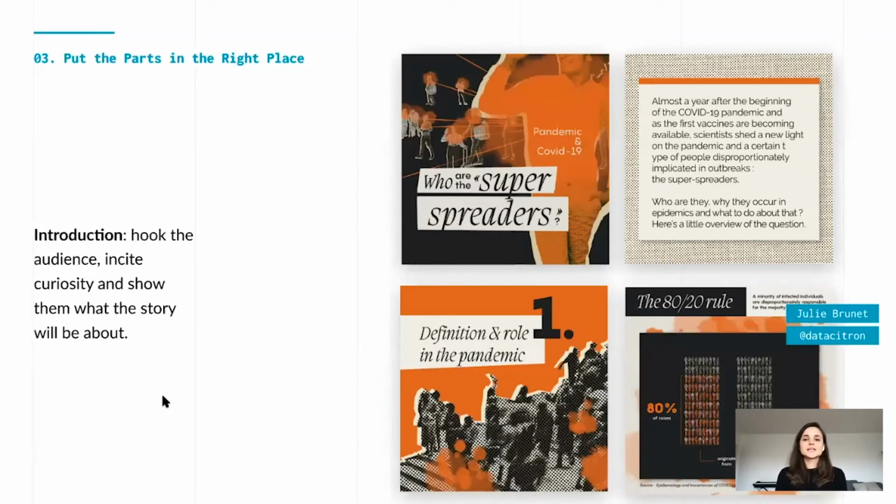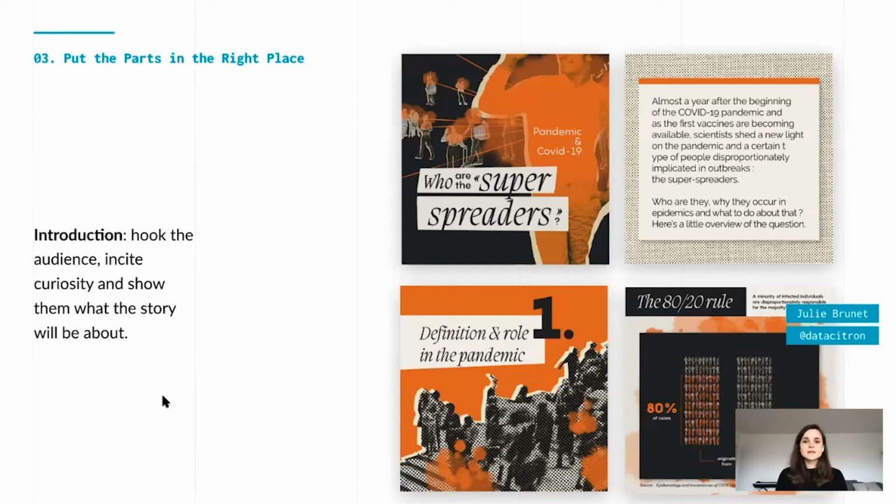This first example is a data journalism piece of work by Julie from the Citron, or Data Lemon for those that don't speak French. She published this set of visualizations just last week. She introduces the topic and hooks us with the title.